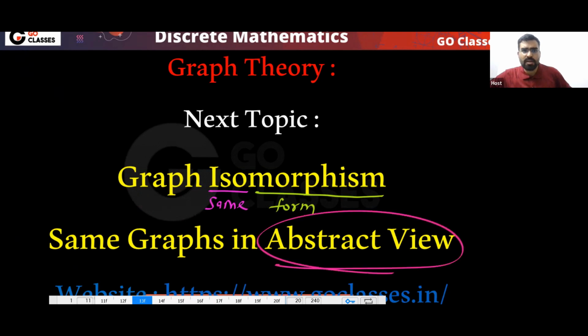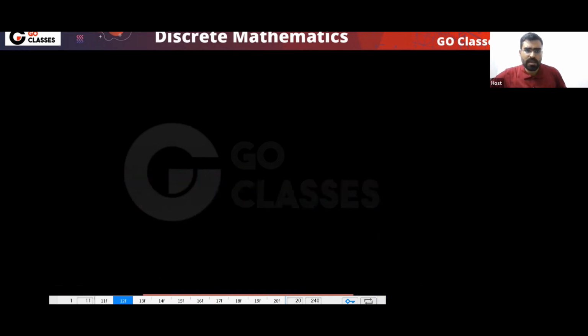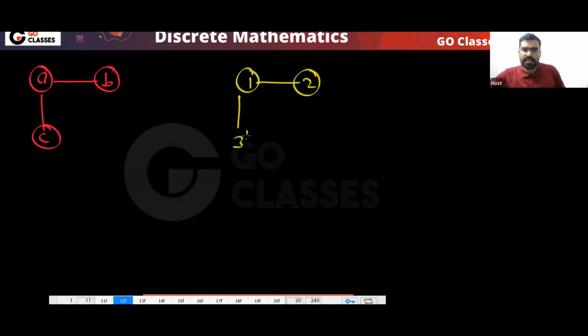Abstract view means, basically, if you remove the labels and all. For example, if I give you these two graphs, A, B, C, this graph and this graph, 1, 2, 3, are they the same? Can you notice? These graphs are actually the same. Why are these the same? Because of their abstract view. If you notice their abstract view, they are actually the same.